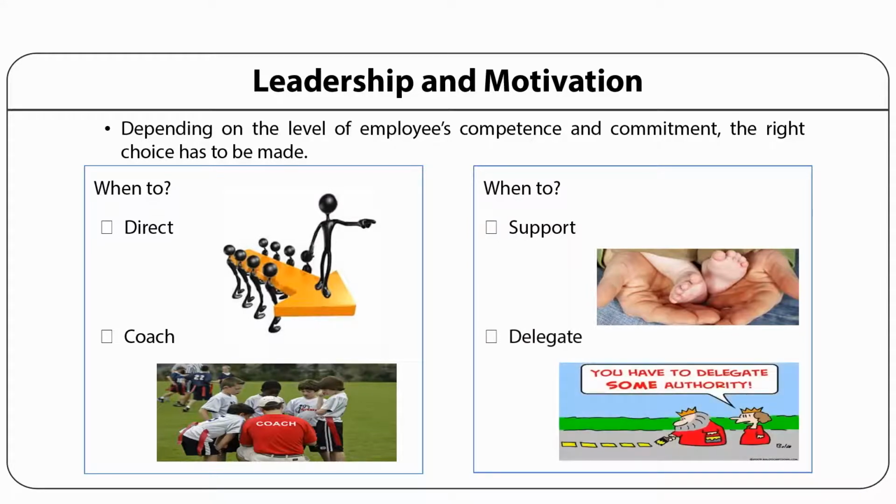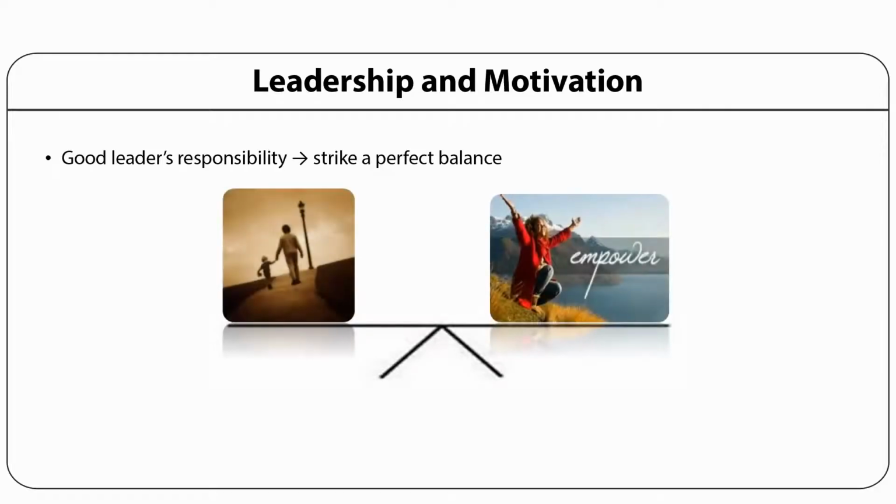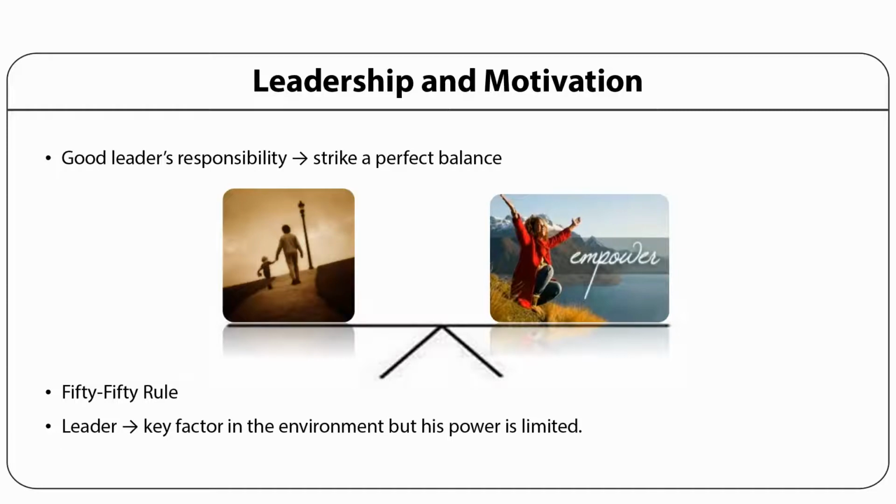Tasks should be delegated to employees who are both highly motivated and experienced. In all cases, a good leader's responsibility is to strike a perfect balance between handholding and empowering. However, as John Adair writes, from the 50-50 rule, it follows that the extent to which anyone else can be motivated is limited, for 50% of the cards are, so to speak, in their hands. A leader is a key factor in the environment, but his power is limited.